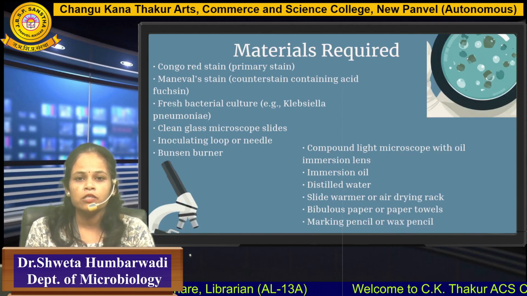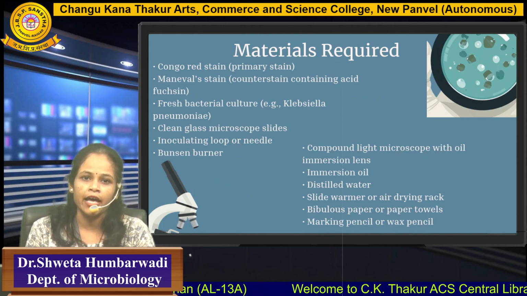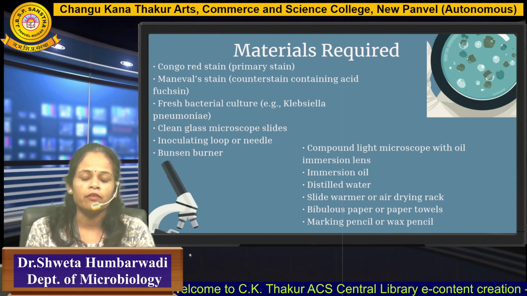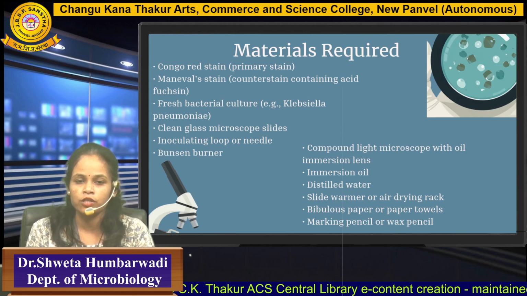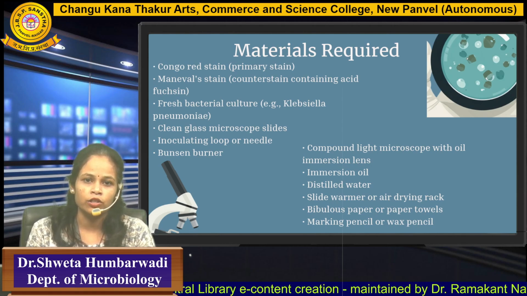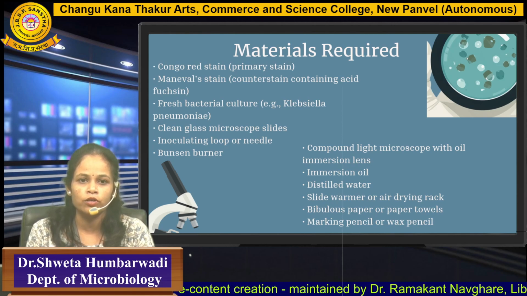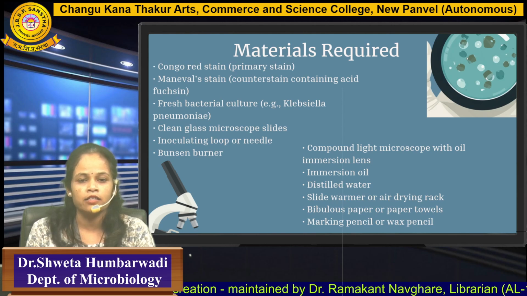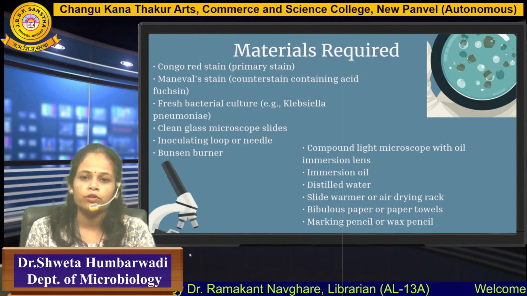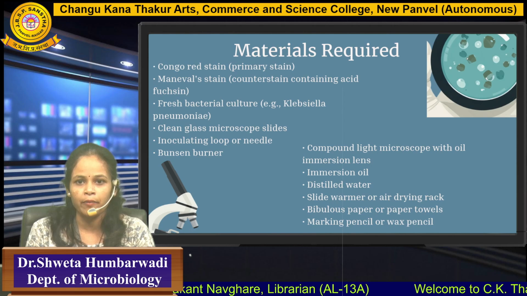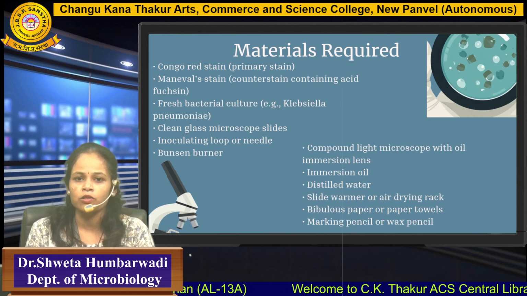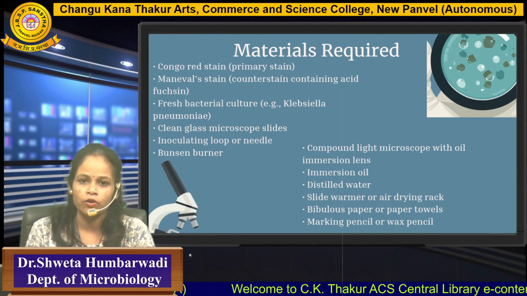So what are the requirements for capsule staining? Again, the acidic stain, which is the primary stain, that is Congo red, which stains the background. Then Manevel stain, which contains the counterstain, acid fuchsin, which will stain the cytoplasm. Here we can use capsulated organism cultures like Klebsiella pneumoniae, Streptococcus pneumoniae, etc. Then a clean glass slide, loop, needle, and burner. We are going to observe this staining over the light microscope under the oil immersion lens.